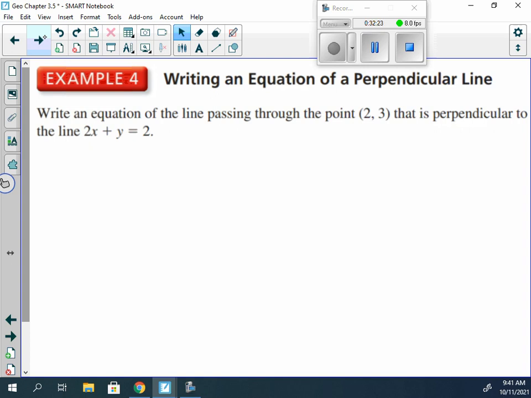Write an equation of a line passing through the point 2, 3 that is perpendicular to the line 2x plus y equals 2. So the equation that they gave us that's going to be perpendicular to is in the form of y equals mx plus b, yes?